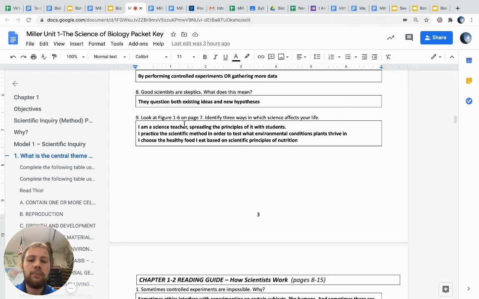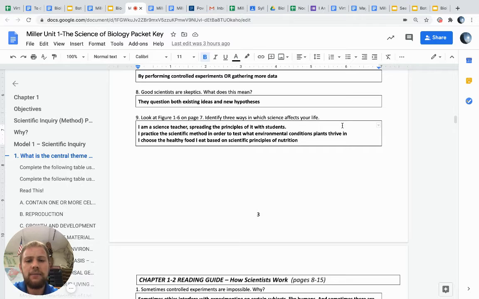So look at figure 1.6 on page 7. Identify 3 ways in which science affects your life. In that picture, they display somebody, and it's asking you to think about how science would impact your life like it impacted their life. So me personally, and you could have had a variety of answers for this one, I'm a science teacher, so I like to spread scientific principles to my students.